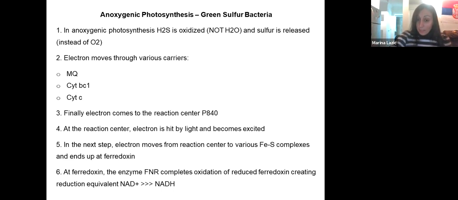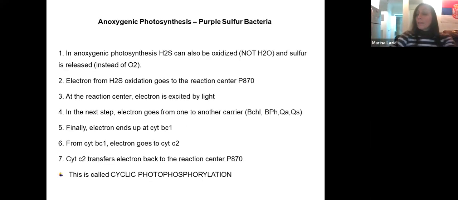At ferredoxin, you have an enzyme, ferredoxin reductase, that will complete oxidation of ferredoxin, but at the same time, you will get NAD reduced to NADH. Again, this is an oxidoreduction reaction that involves ferredoxin oxidoreductase. As the name tells you, ferredoxin is oxidized, NAD is reduced to NADH, and now you have creation of that reduction equivalent. This is the light phase of photosynthesis, creation of reduction equivalents and proton motive force that will be used later for biosynthesis.